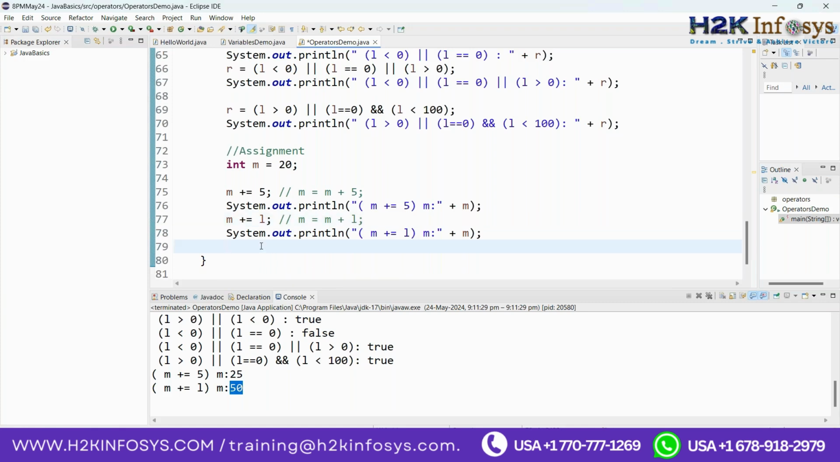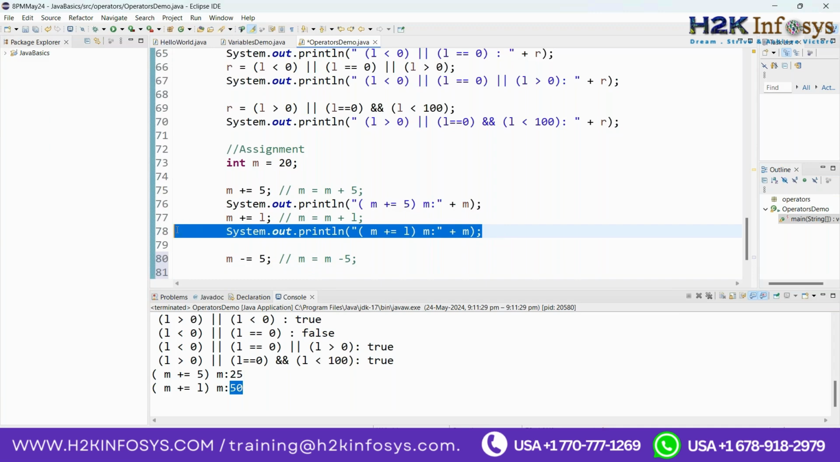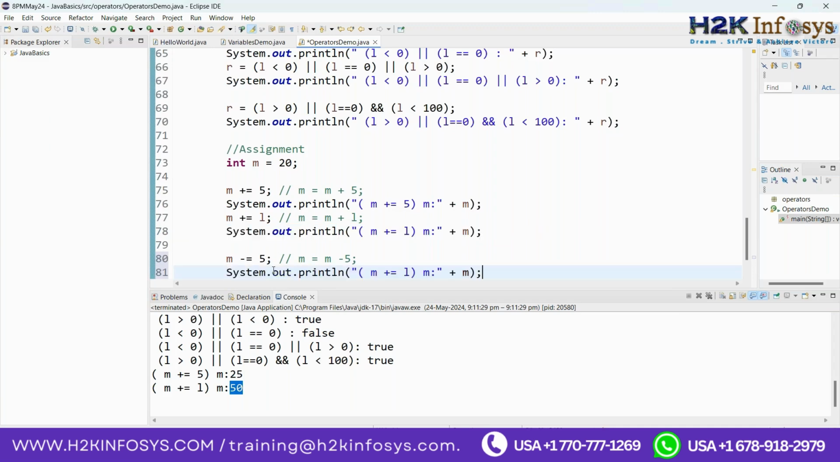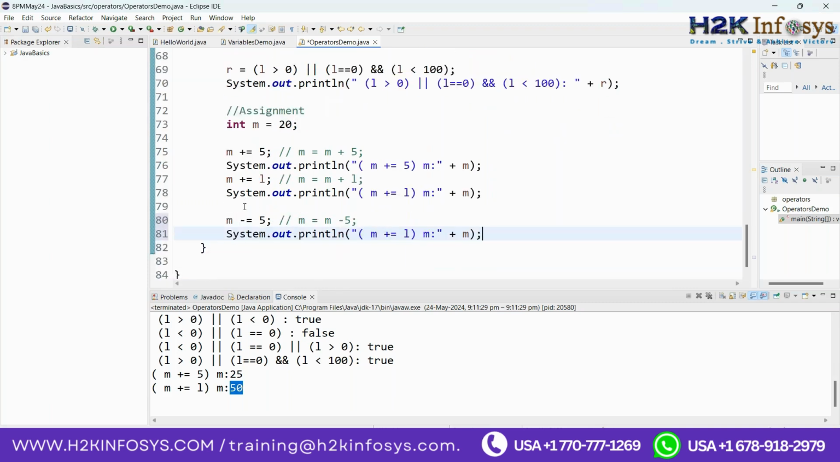Now, similarly, we have m minus equal to 5. What is this? It is m equal to m minus 5. Now tell me what would be the m value? 15. 45. Okay, we are taking 45. Sorry.